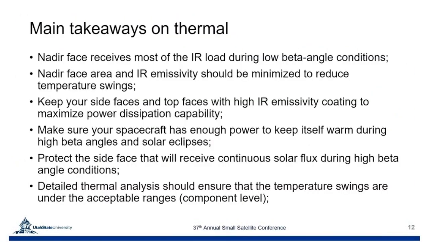So we can see that a 6U versus a 12U is about a 60% difference in how much battery you need. So main takeaways here for the thermal part, you need to be cautious about the nadir face. The nadir face is going to swing a lot if the IR emissivity on that face is high. So we probably want to insulate that face and make sure that we have a low IR emissivity. That also means that we have less area to reject power. So we need to balance that correctly.